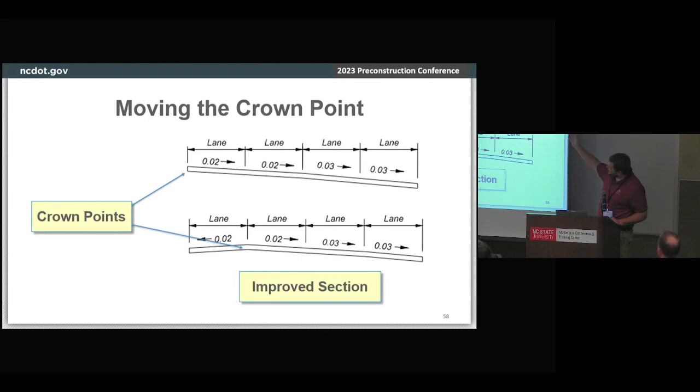Like I mentioned before, we have moving the crown point. We're eliminating that additional contributing area there. By moving that crown point, we're going from 4 lanes down to 3, all sloped in one direction.